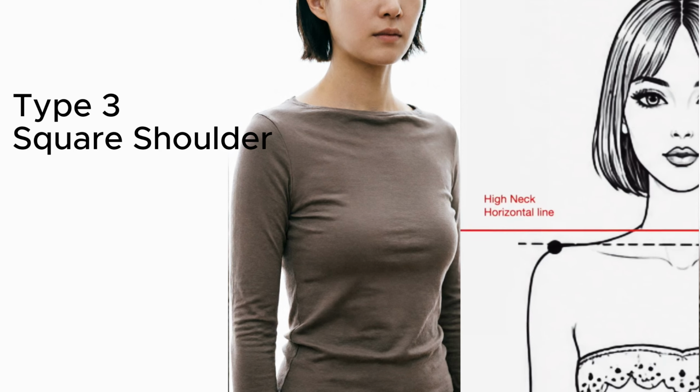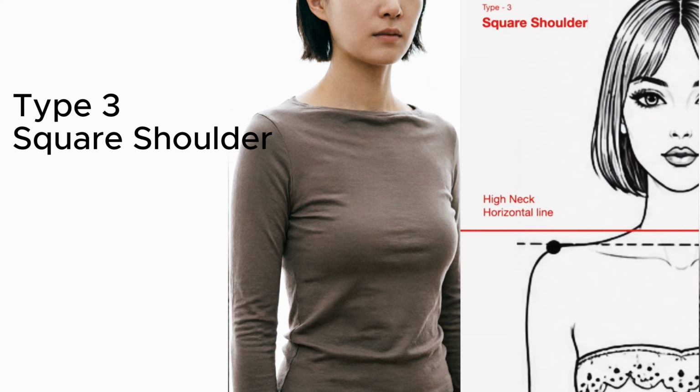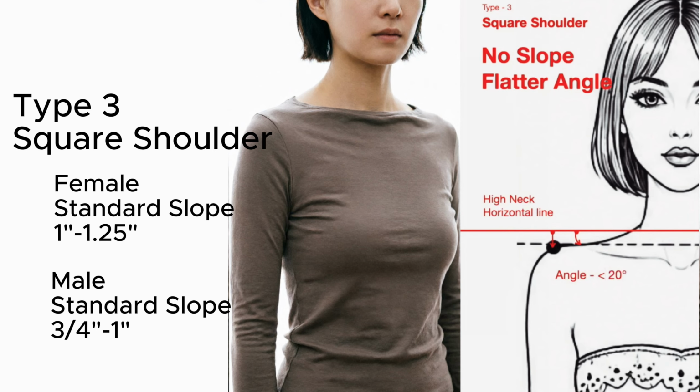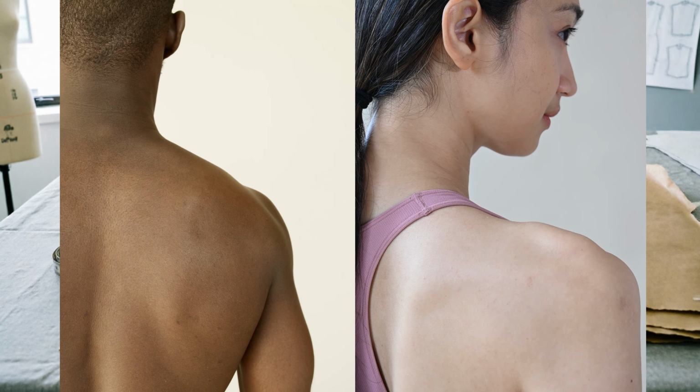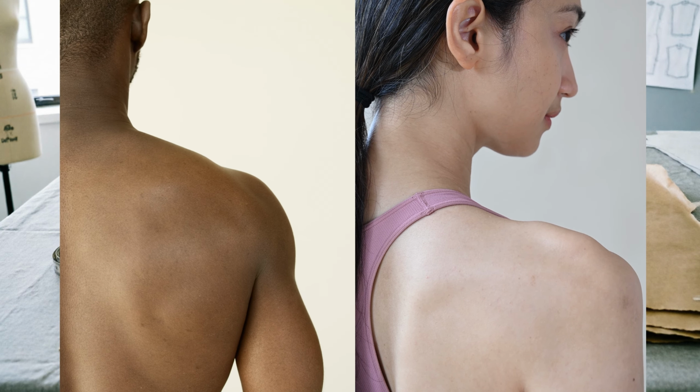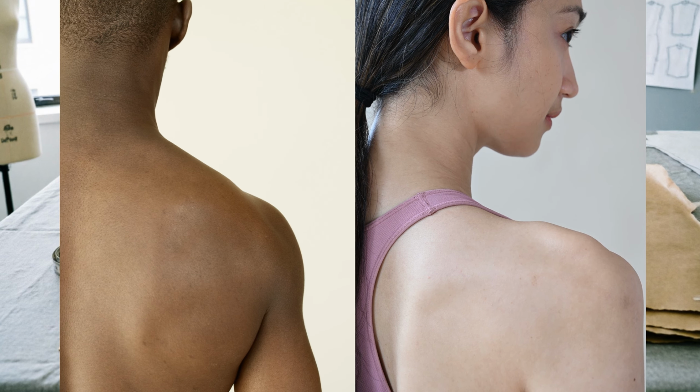Type 3. Square shoulders. Square shoulders have almost no slope, much flatter and more horizontal angle, less than 20 degrees in the pattern. Typically, square shoulder measurements are about 1 inch to 1.25 inch for female, 3/4 inch to 1 inch for male. Women usually have slightly more shoulder slope than men, so extremely square shoulders are less common.